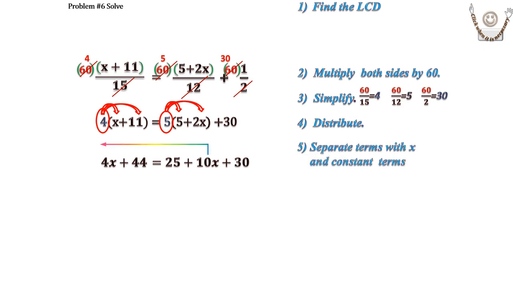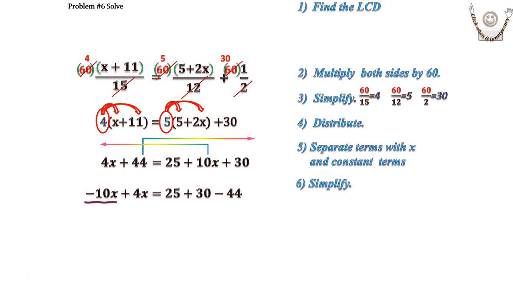Next, let's look. We have terms with variable on both sides and constants on both sides, so we have to separate them. So let's move positive 10x from the right to the left and 44 to the right. As a result, we will have negative 10x, because when we move a term, we have to change sign, and positive 4x on the left, on the right, 25, and positive 30, and negative 44, because we move positive 44, so we have to change sign.